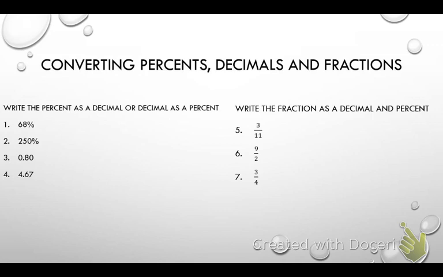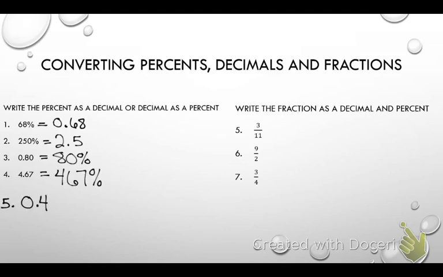Okay, so 68% as a decimal. What is it, guys? 0.68. 250% as a decimal: 2.5. 0.80 as a percent: 80%. And then 4.67 is 467%.